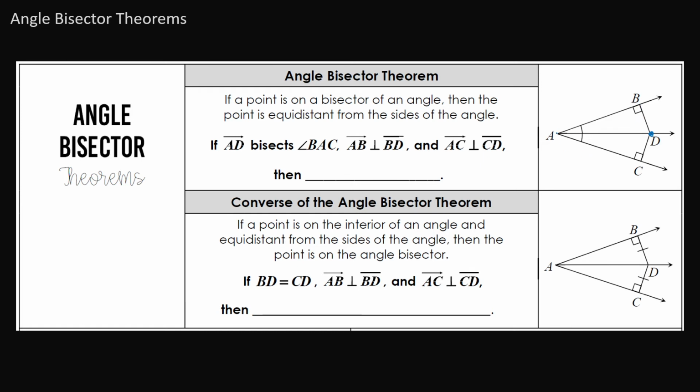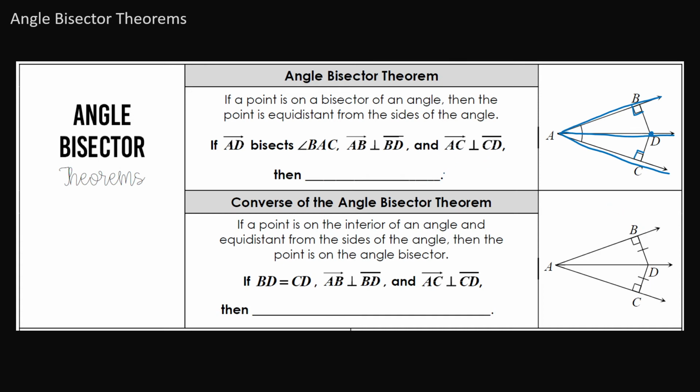So in this case, if ray AD, the bisector cutting through this angle, bisects angle BAC, if it cuts it in half, then we are saying that ray AB is perpendicular to segment BD. So ray AB here is perpendicular to segment BD. And we're saying that AC, poorly drawn there, is perpendicular to segment CD.